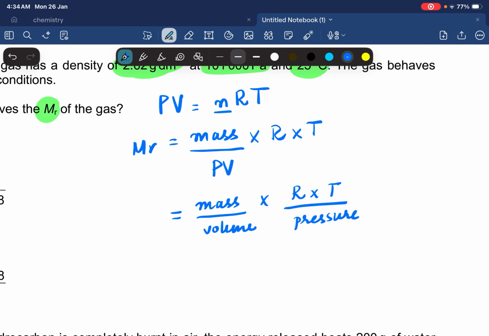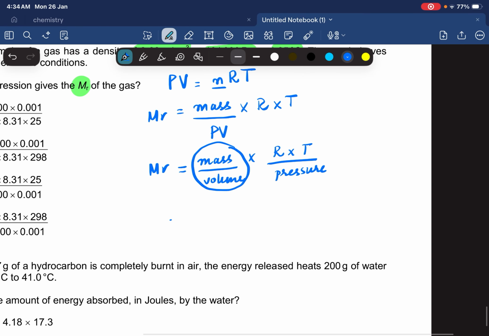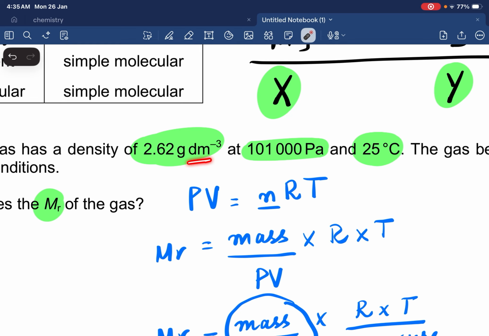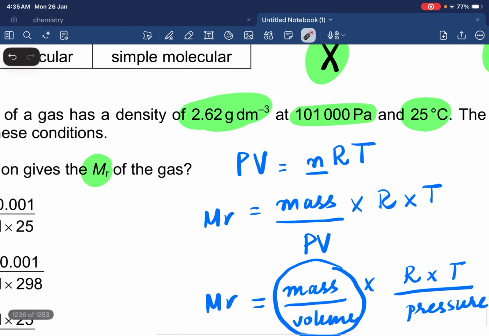Now this equals your MR. Mass over volume equals your density. So you can say that MR equals your density times R times T upon your pressure. Do you get it? So now what do you have to do? You have to look at your density, but there's a problem with it. The density is in gram per dm cube, and we have to take it in gram per meter cube, meter negative 3. So we're going to convert it.